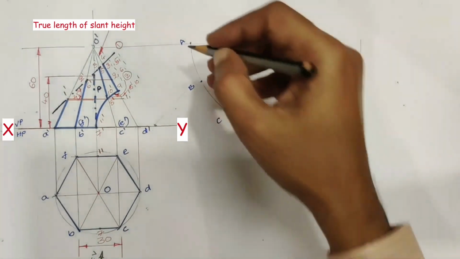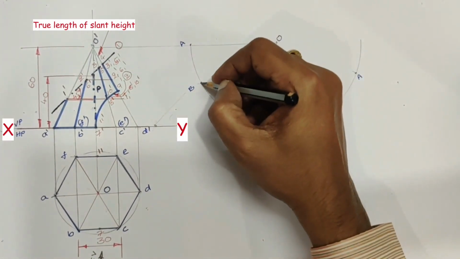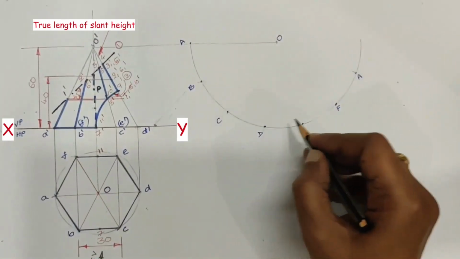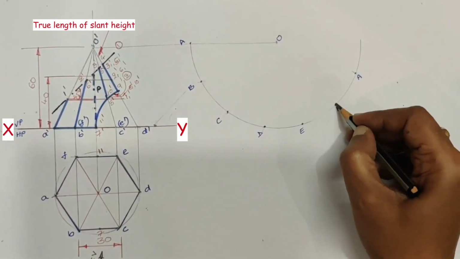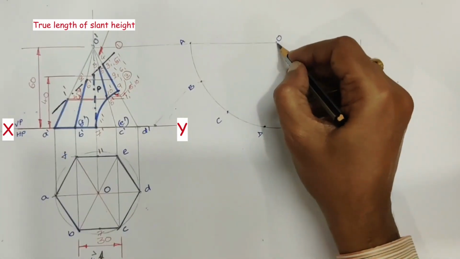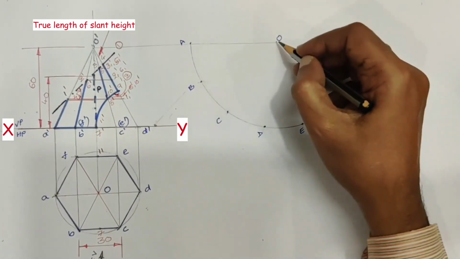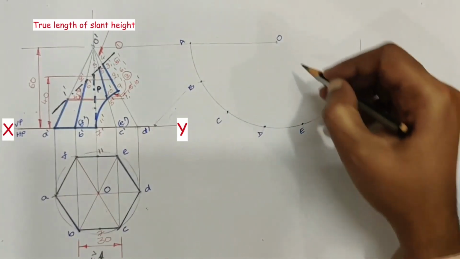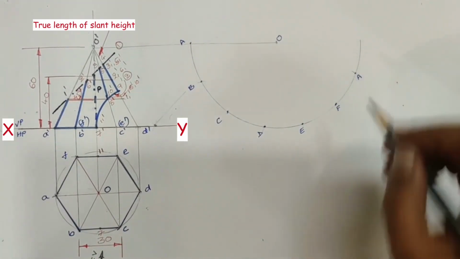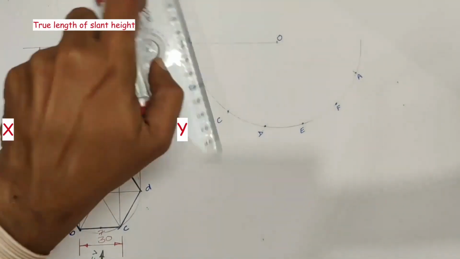Then join the points A to B, B to C, C to D, D to E, E to F, F to A with straight line segments, and O to B, O to C, O to D, O to E, O to F, and O to A also with straight line segments.